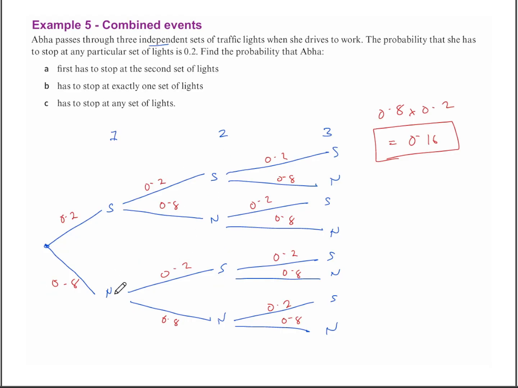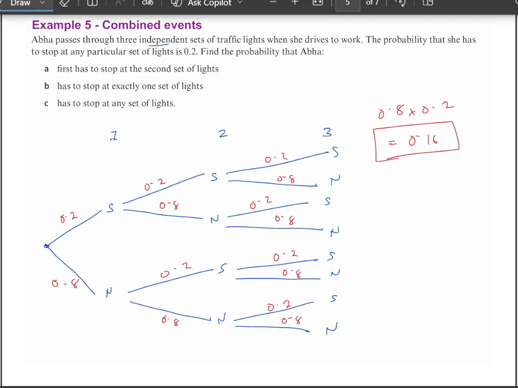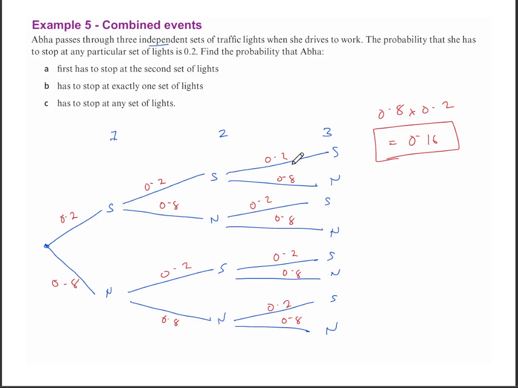Then the second one says that she has to stop at exactly 1 set of lights. Now, I'll do something to make this easier for us. I'll write down in terms of letters what exactly the decisions are. So here is SSS, here is SSN, here is SNS, here is SNN. So I've written down all the possible options from all of these decisions. So there are 8 possible outcomes that occur. Stops on all 3 lights, stops on the first 2, and then doesn't stop on the third one, and so on.